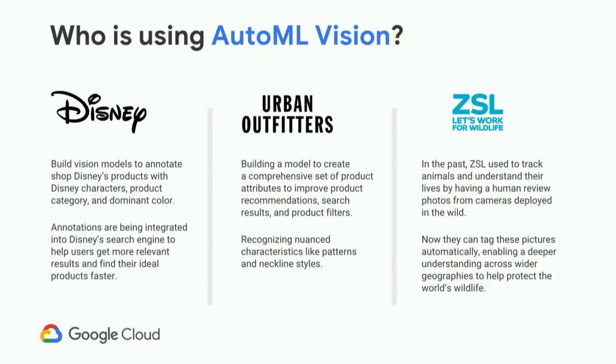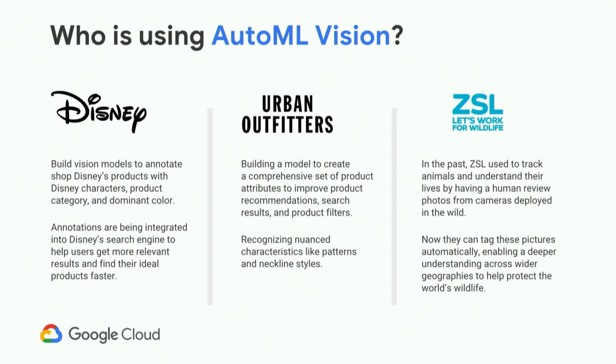And I wanted to highlight some companies that are using AutoML Vision in production. The first is Disney. Disney built a model trained to identify specific Disney characters, product categories, and dominant colors that were specific to the images that they have in their data set. And they've integrated this model into Disney's search engine, and it's helping their users get more relevant results and find their products faster.